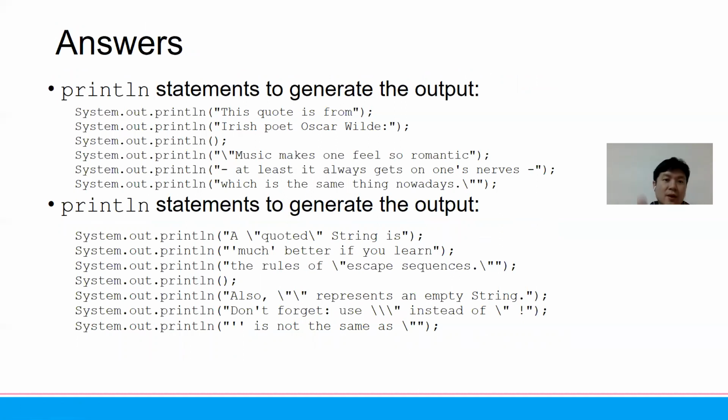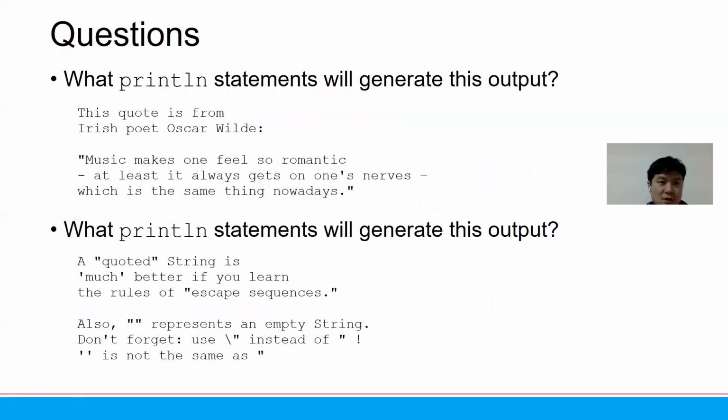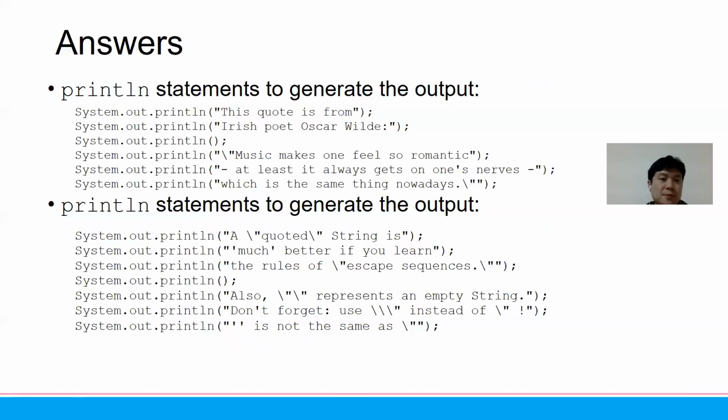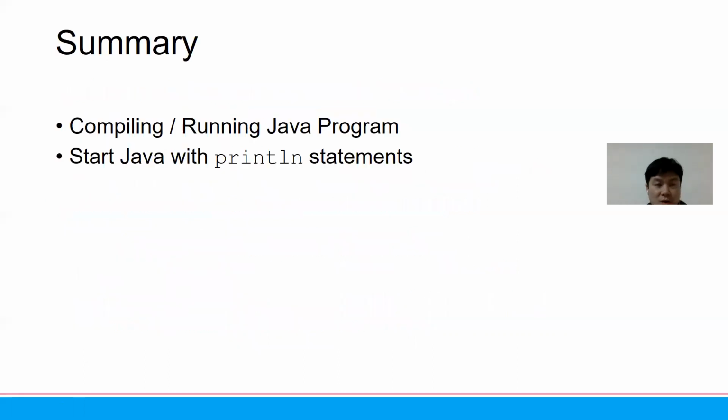You can check and you can try with your Eclipse whether it gives you the result as the questions or not. Okay. So that's all for this chapter 1. It is the chapter where you learn Java for the first time, and you also learn the print line statements. So we're going to chapter 2 about other things like the mathematical operators and the variables.